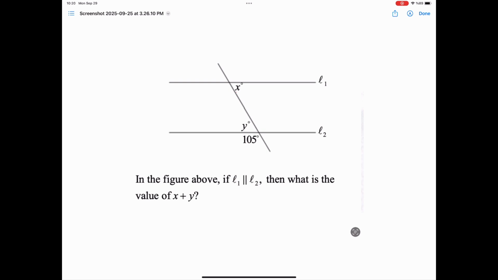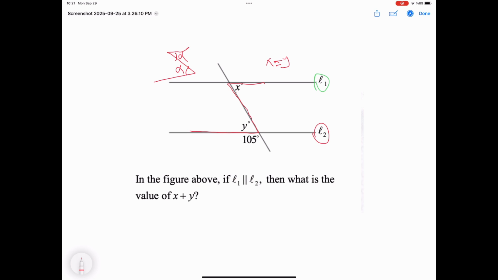Next, in the figure, L1 is parallel to L2. What is the value of x plus y? Easy. So we have this. First of all, we notice these zigzags: if this is alpha, this is alpha too. These angles, I mean, like this. It is like a reverse Z. So x and y are the same angles, then x is y.